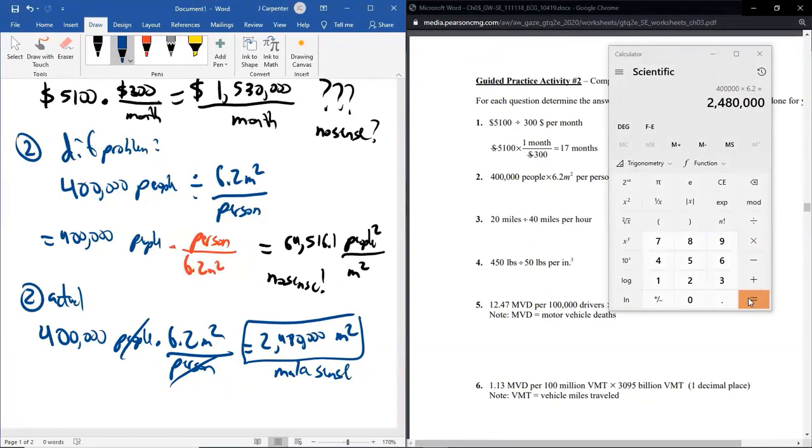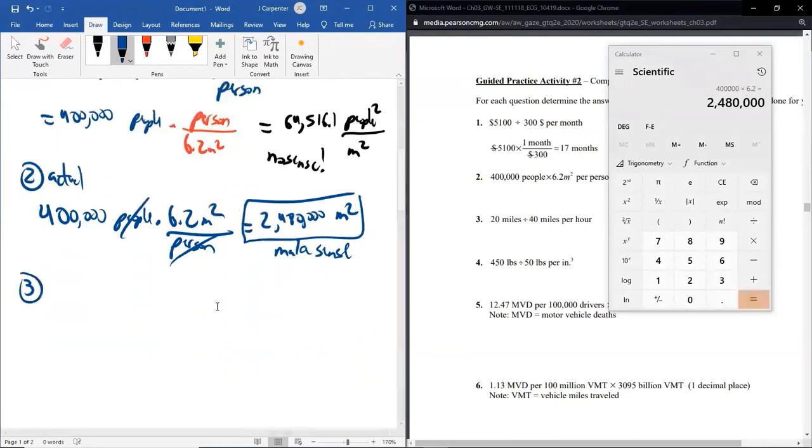But either way, this answer in terms of size, magnitude is another word for size, makes much more sense than 64,000. Meters squared is a measure of area, so the units make sense. So that's 2 check marks for the answer making sense.